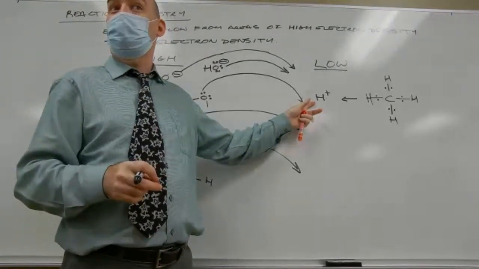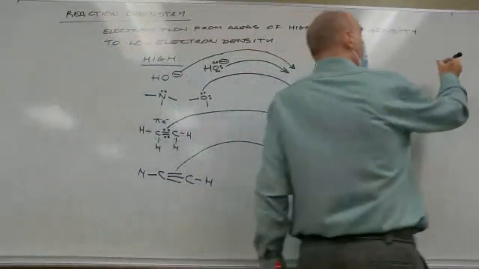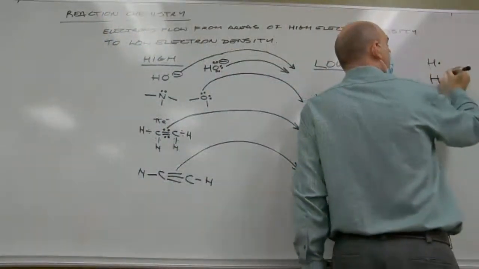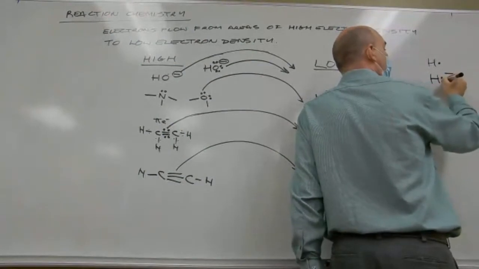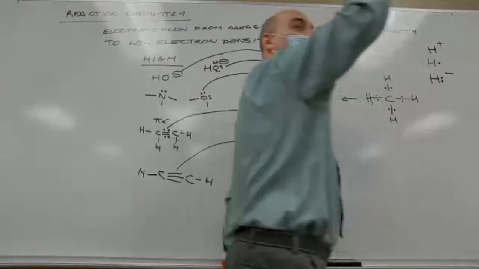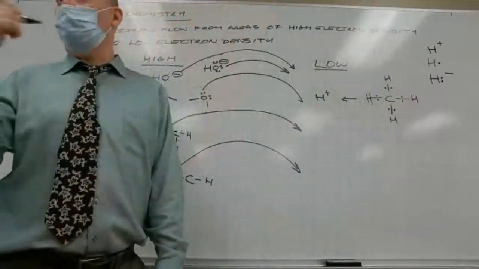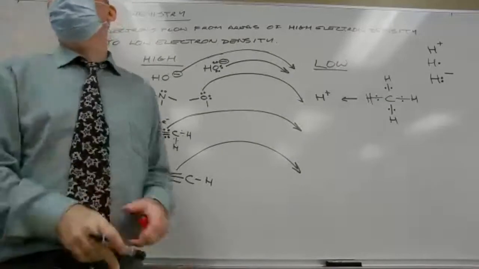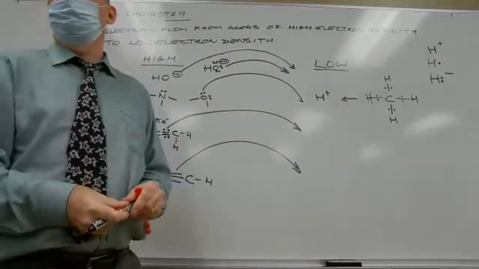None. None at all. H, the atom, is H dot. Hydride is H dot dot. And H plus is the absence of the electron. Hydrogen has 1 electron, the atom. If I make it into H plus, it has no electrons at all.